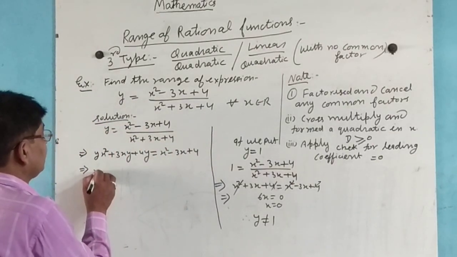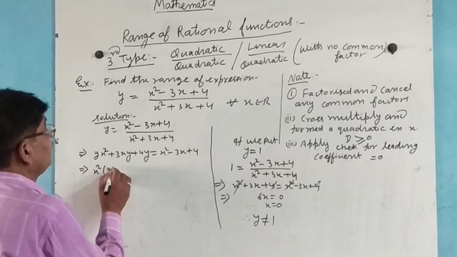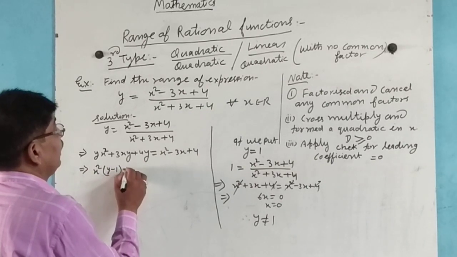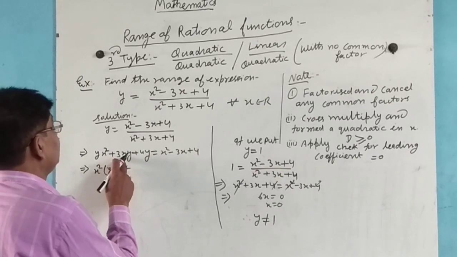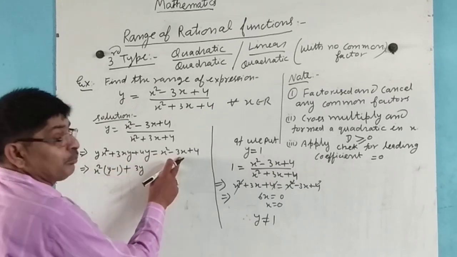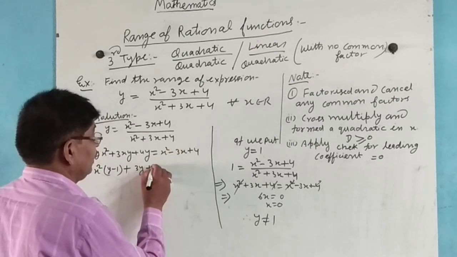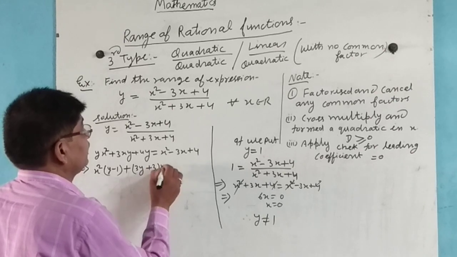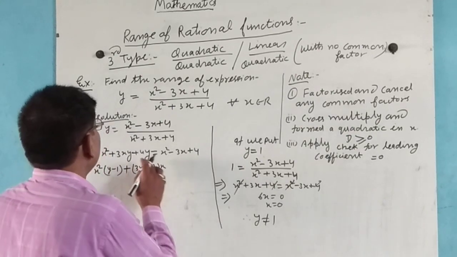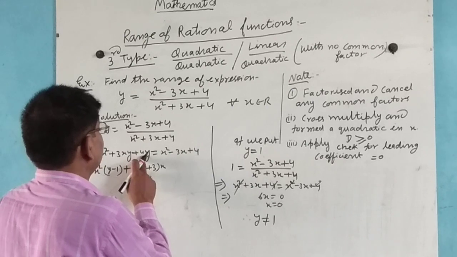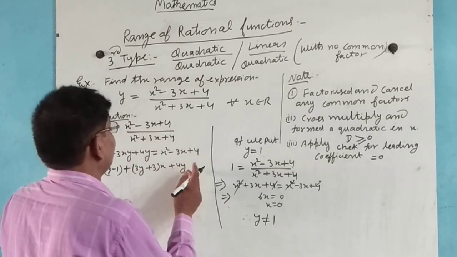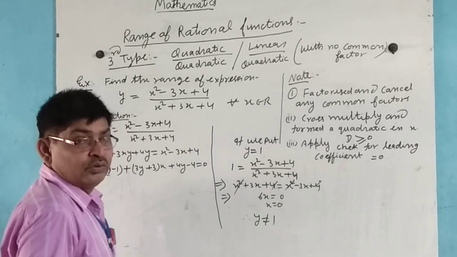x square y, and this comes here minus x square, so that minus 1 plus x here 3y, here product minus 3x is plus 3 and x, and now rest terms 4y, here 4y, and this comes here minus 4 equal to 0.